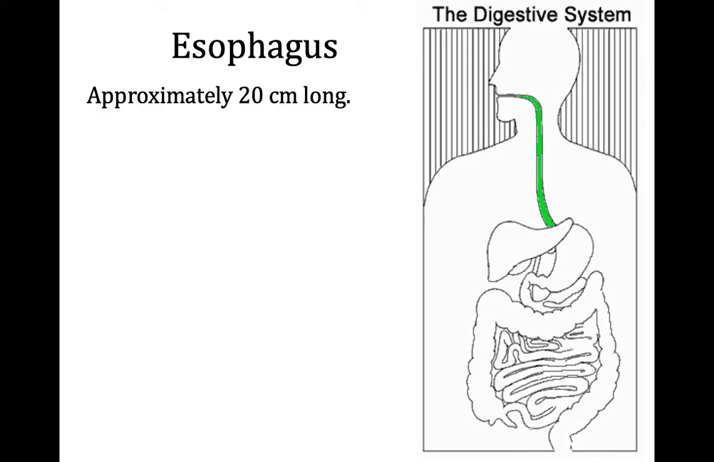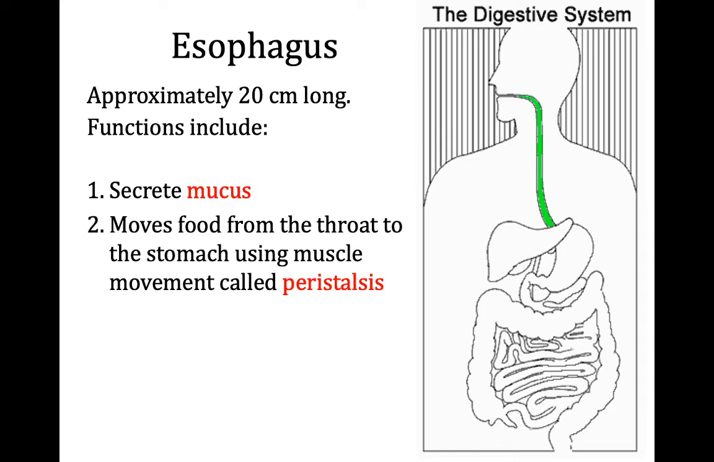So we've just covered the mouth, and in the mouth we physically and chemically break down food. And then that food goes into the esophagus. So our esophagus, like we saw in our diagram, is that long tube. It's approximately 20 centimeters long. The functions of it include secreting mucus. So all along that esophagus, you have mucus being secreted. And what that allows it to do is that food can move down the esophagus in a very smooth manner.